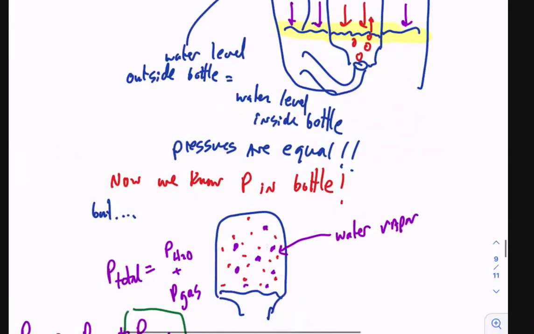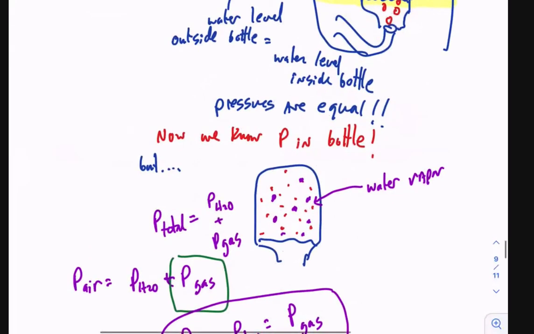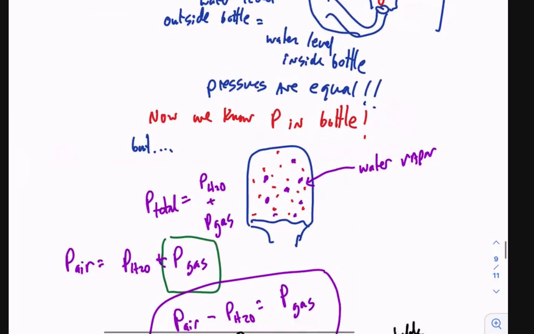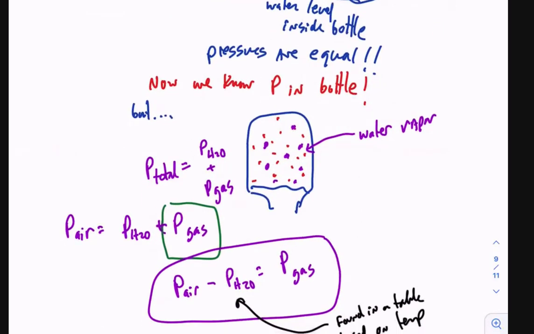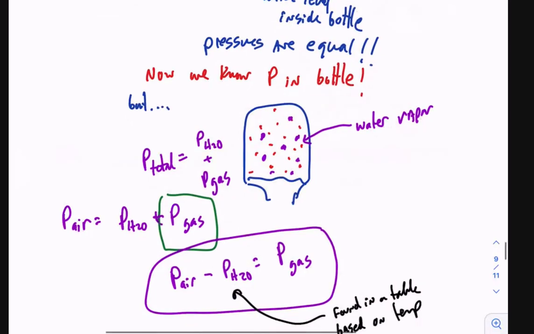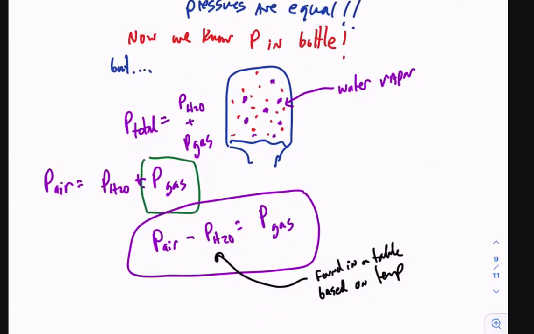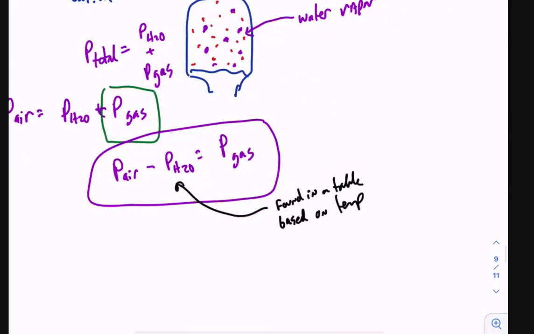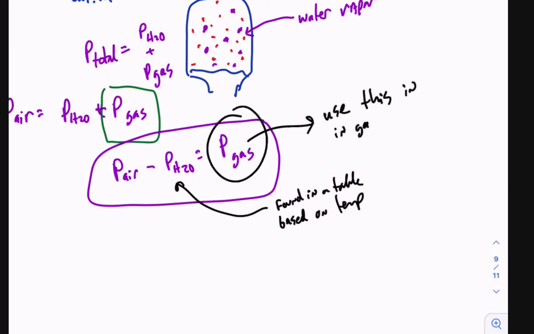But the thing is, you must understand that the pressure in the bottle is actually made up of two gases, the gas you're trying to collect and water vapor. So you have to adjust for the water vapor by subtracting the water vapor from the air pressure. And that's how you get the pressure of the gas. And once you get the pressure of the gas, you use this value in the gas laws, like the ideal gas law. But you have to go through that first in order to get the pressure that you need to calculate with.